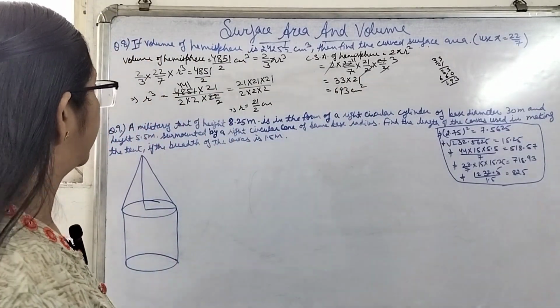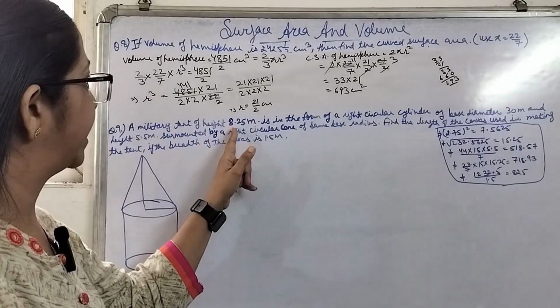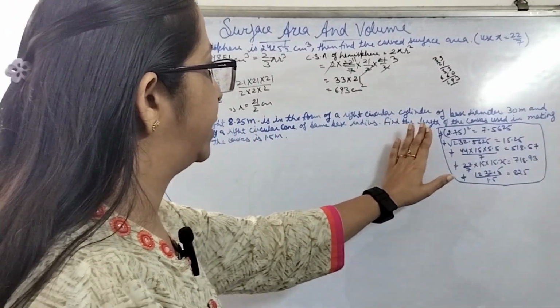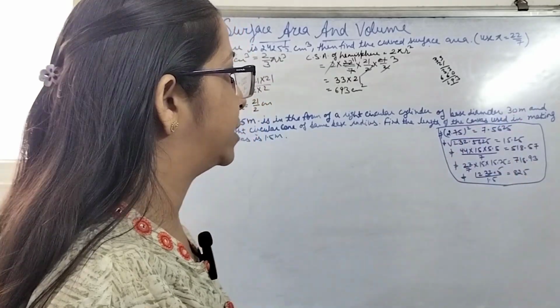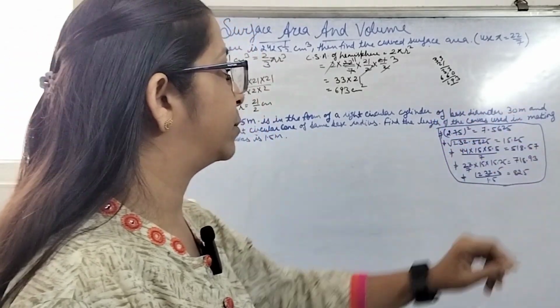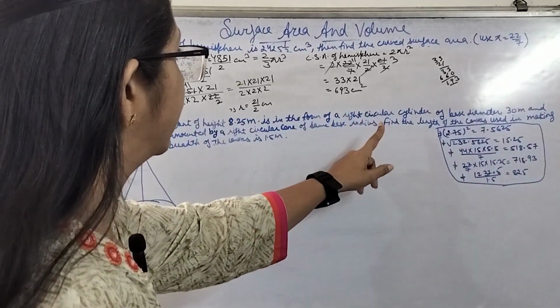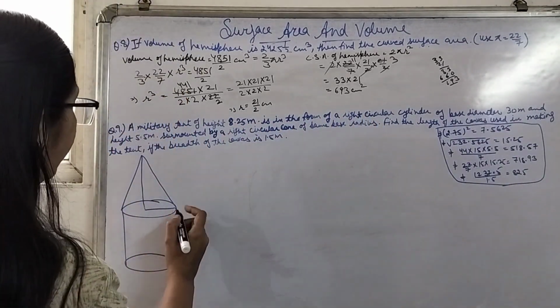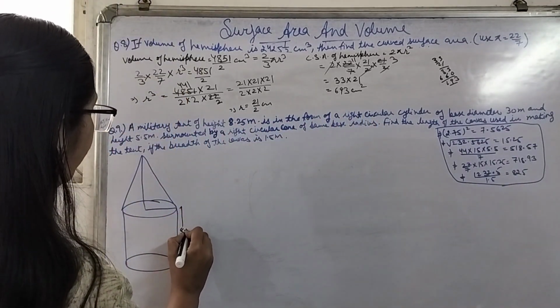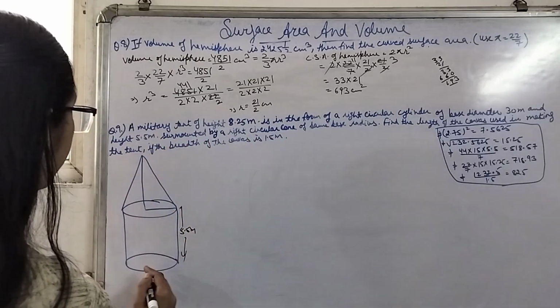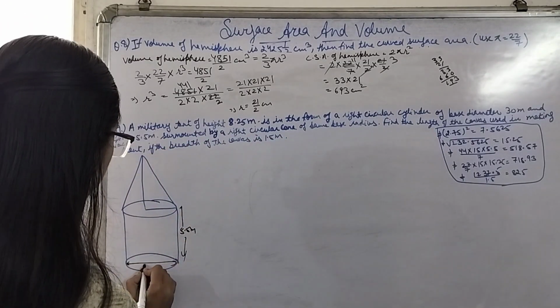Now the last question. A military tent of height 8.25 meter is in the form of a right circular cylinder of base diameter 30 meter. Base diameter is 30 meter and height is 5.5 meter. That means the height of the cylinder is given to us as 5.5 meter. This is your 5.5 meter. Diameter is your 30 meter. That means this whole. This is your 30 meter.